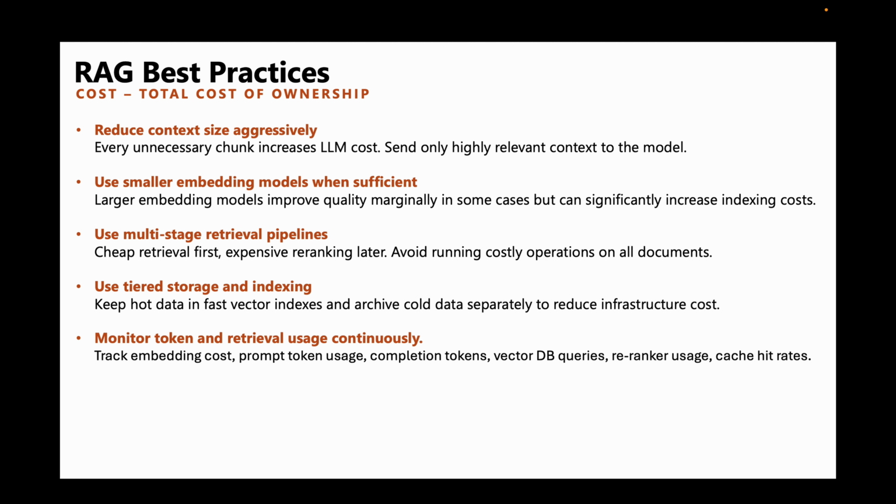And finally, continuously monitor token and retrieval usage for proactive cost control. You should monitor metrics such as prompt tokens, vector database queries, re-ranking usage, cache hit rates, etc. for identifying inefficiencies and controlling operational costs as the retrieval augmented generation system scales.